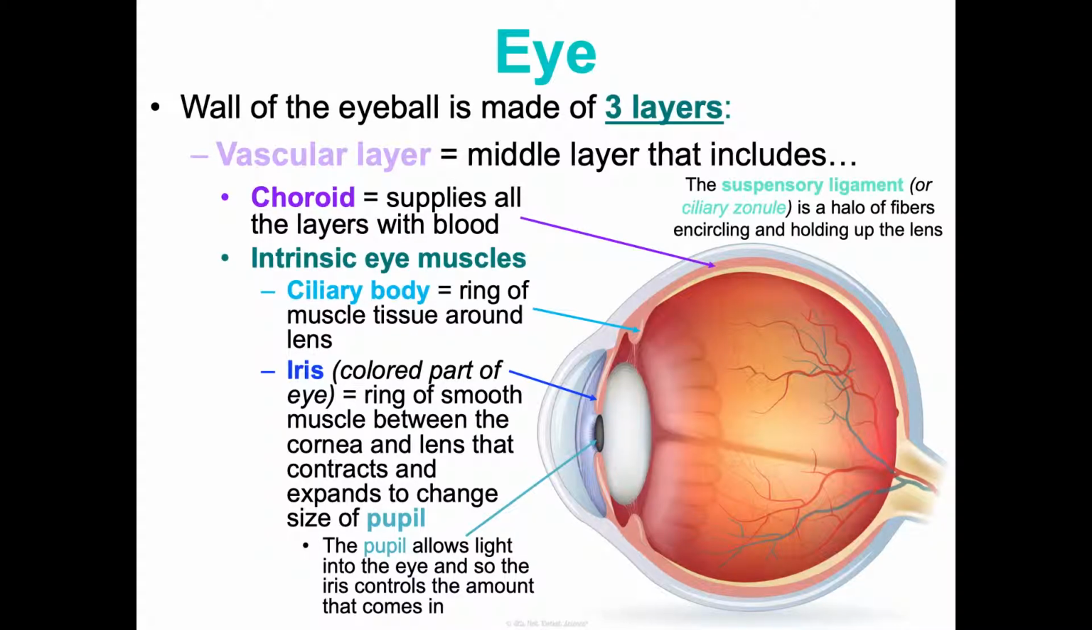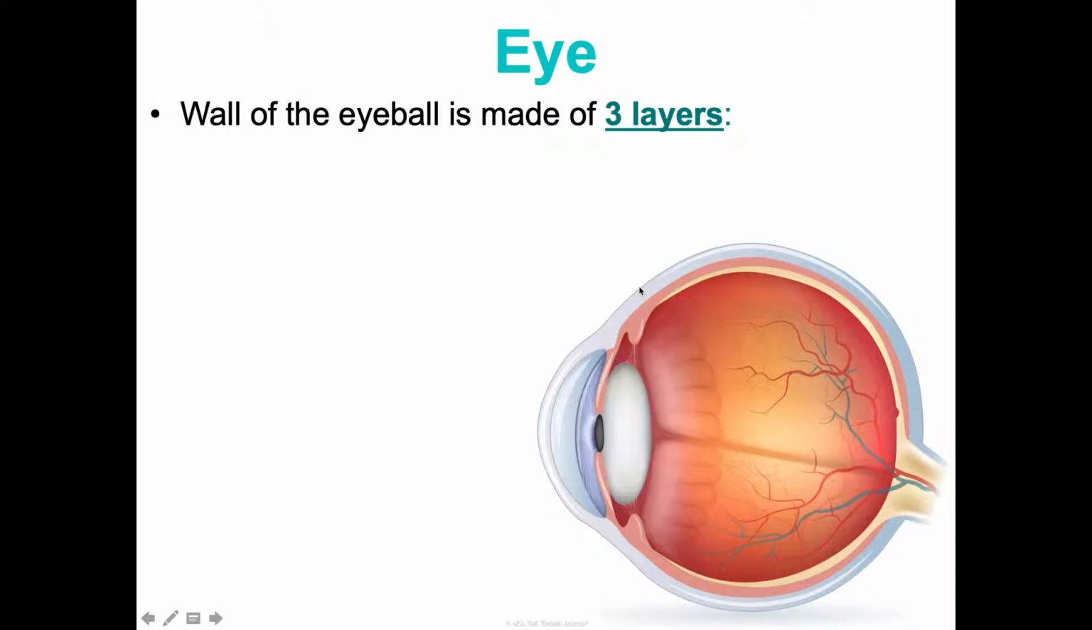There's our pupil. Now, these little lines here, you might not be able to see as clearly on your diagram, but these are suspensory ligaments, also referred to as the ciliary zonule. Wow, that was a tongue twister for me. It's just a halo of fibers encircling and holding the lens up, because you can see it looks like it's floating here.